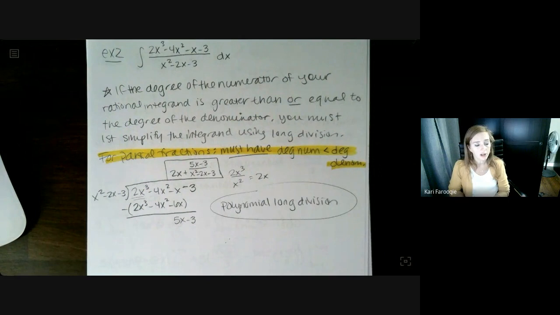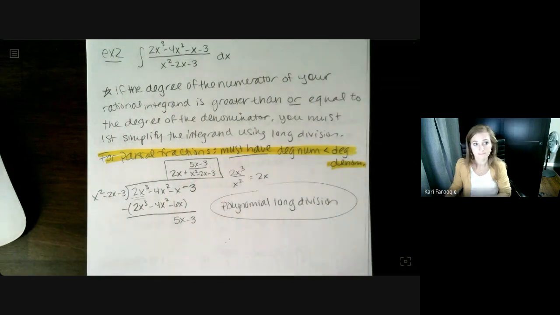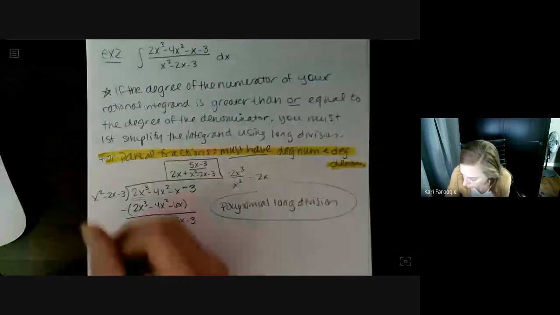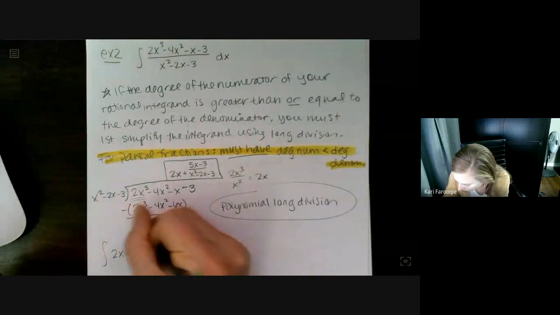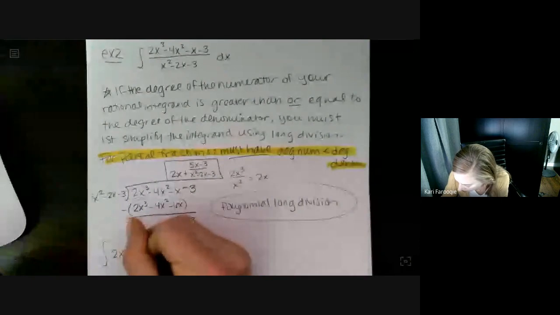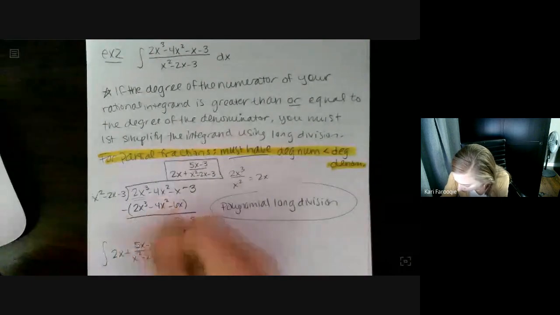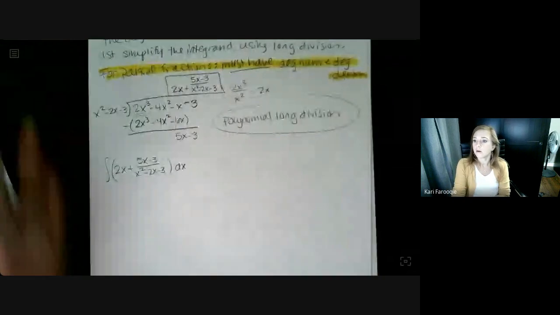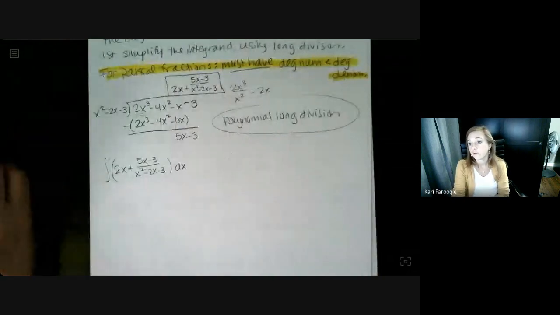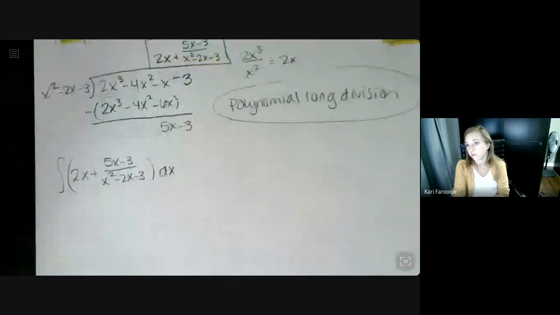And then you're going to rewrite your integrand as your quotient with the remainder. So you're taking your original and now you're rewriting it as the integral of 2x plus 5x minus 3 divided by x squared minus 2x minus 3 dx. If you have questions on long division, please do ask me in the office hour.